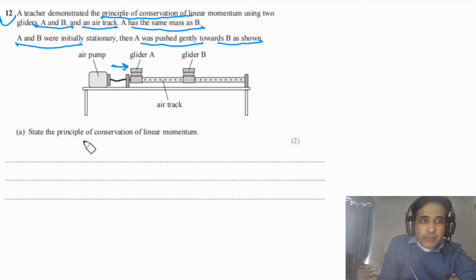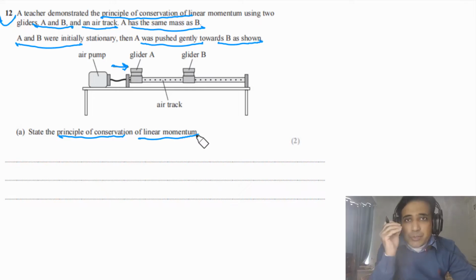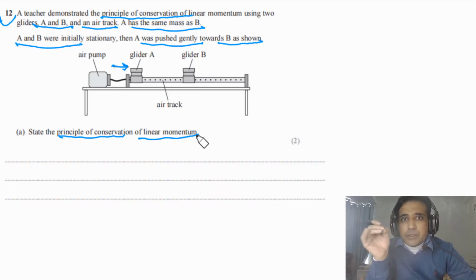For part A, we need to state the principle of conservation of linear momentum. The principle of conservation of linear momentum simply tells us that for any isolated system, total momentum before collision is equal to total momentum after collision. Isolated system means that there is no net external force acting on the system.